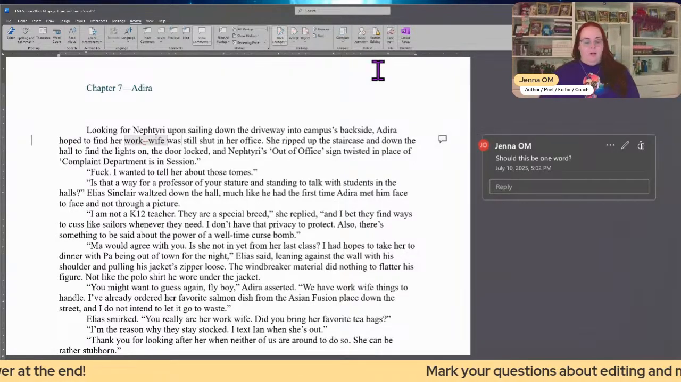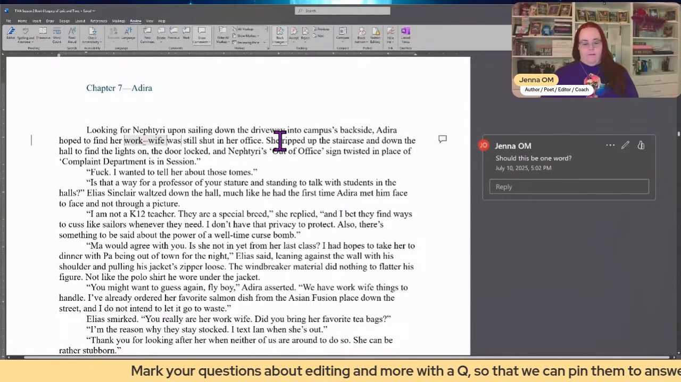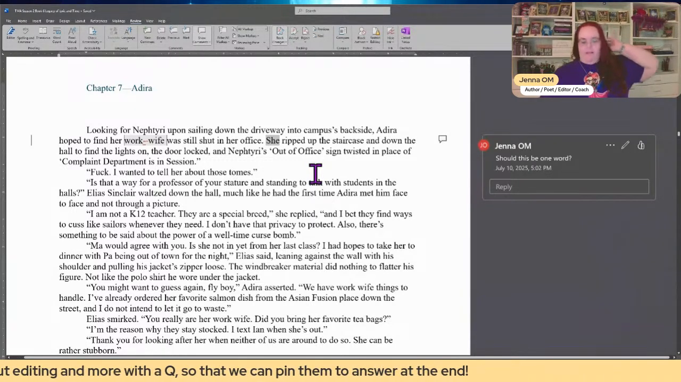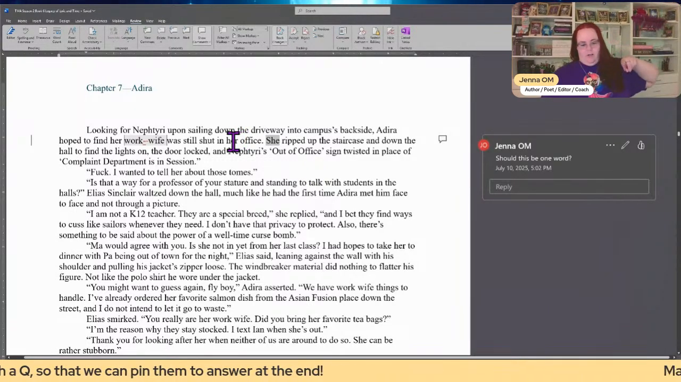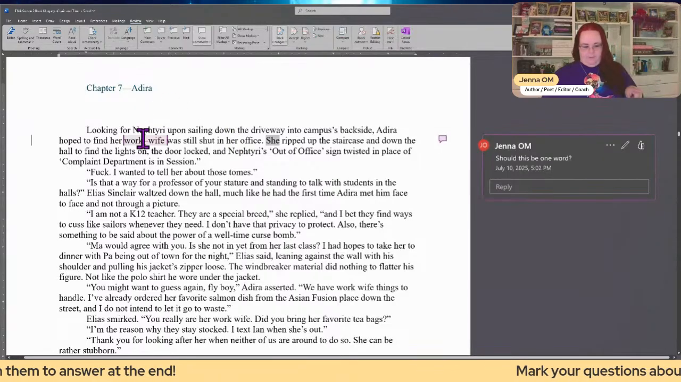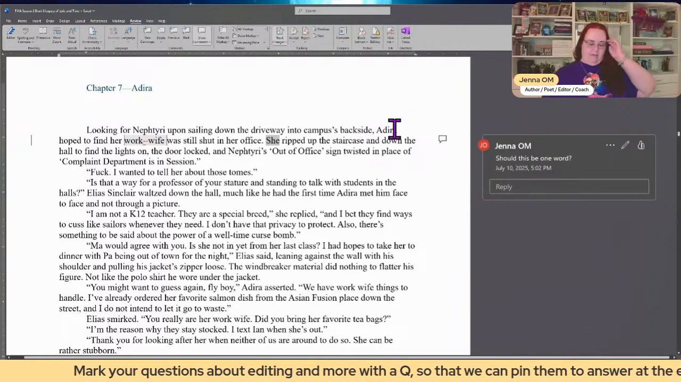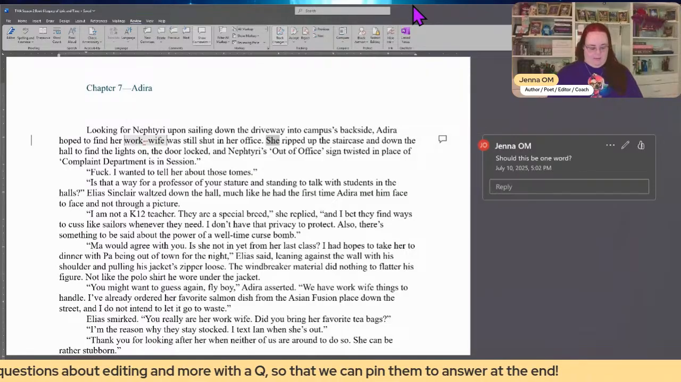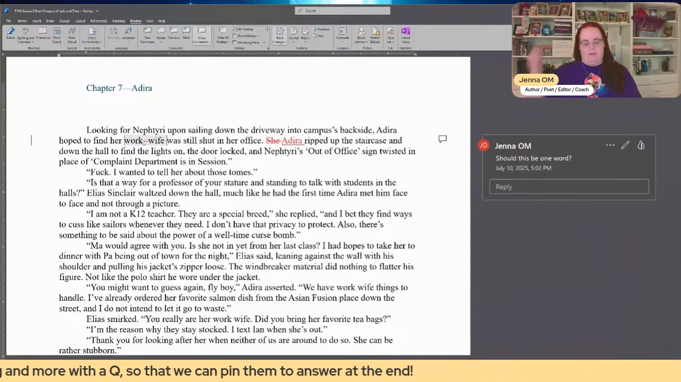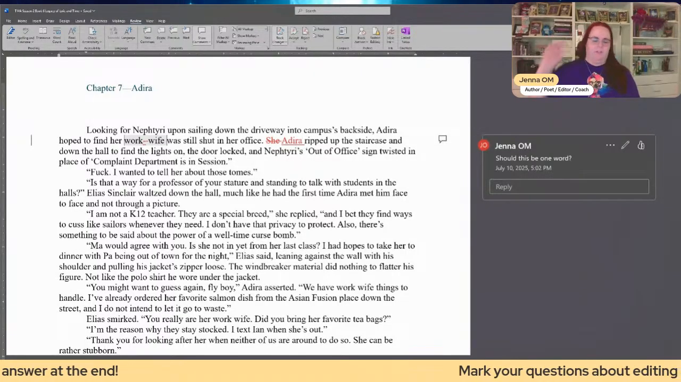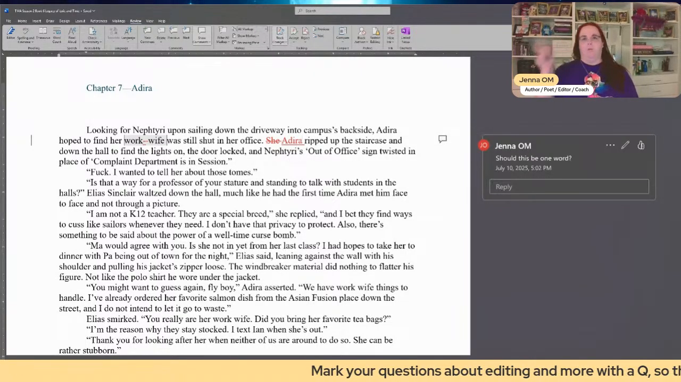Adira hoped to find her work wife was still shut in her office. So this she here isn't right because her here refers to Neftiri being the work wife, even though this her here refers to Adira. So believe it or not, it would be grammatically correct to put Adira there again, even though her name's already been reestablished once, because otherwise we're going to start confusing our subject pronoun agreement.